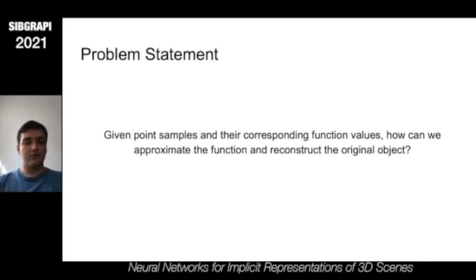We assume that a 3D object is represented implicitly by a function f. More specifically, f is a signed distance function. We also assume that we don't know f, nor anything about the object itself. So, given only point samples and their corresponding function values, how can we approximate the function f and eventually reconstruct the original object?